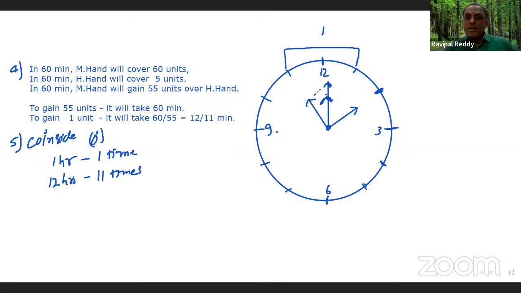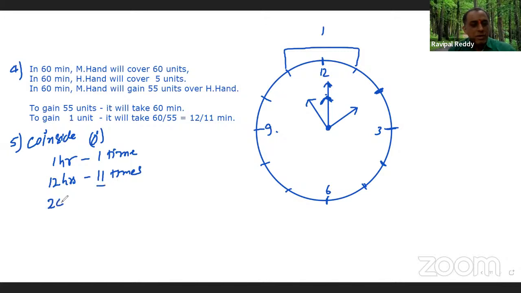Now you know that the minute hand's speed is more than the hour hand's speed. Therefore, the next second, the minute hand will overtake the hour hand. So in the next 1 hour, the hour hand is unable to catch the minute hand. Therefore, between 11 and 1 o'clock, only one time, exactly at 12 o'clock, these two hands will coincide. So 1 hour one time, 12 hours 11 times.